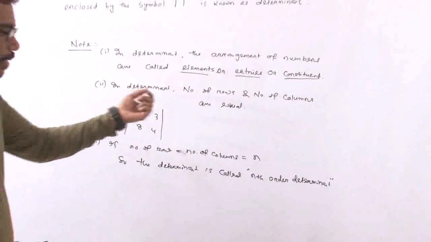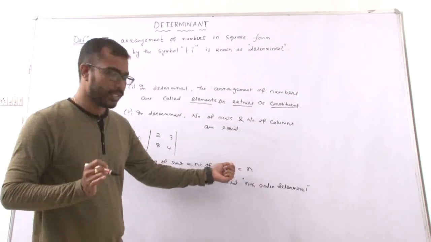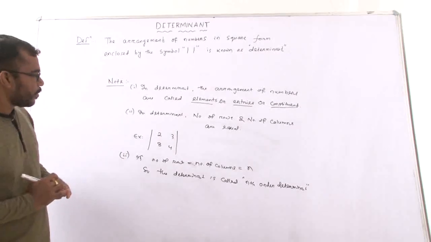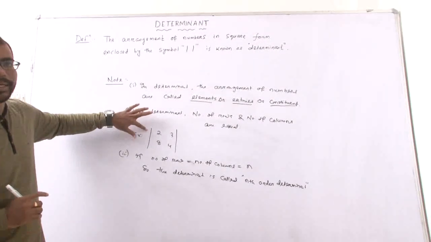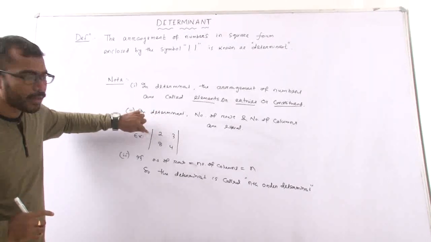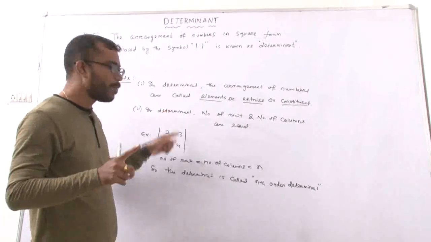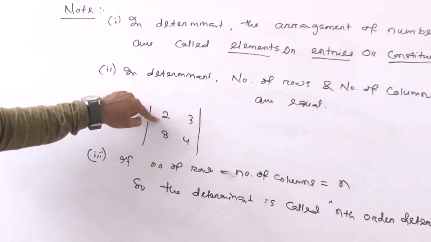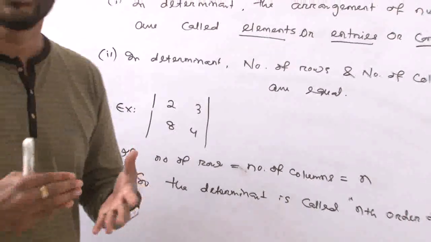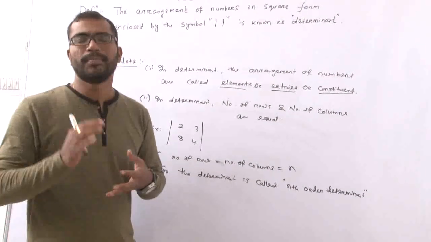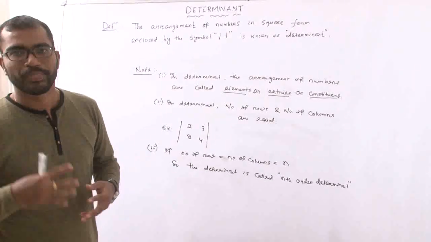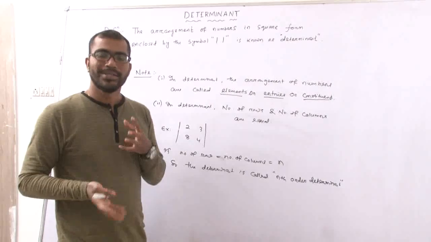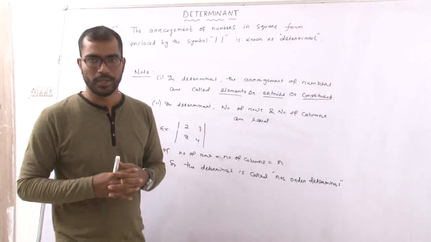Because it contains n number of rows and n number of columns, it is called an nth order determinant. Some examples: suppose this is an array, a matrix, because it contains 2 rows and 2 columns, so we can say it is a second order determinant. Similarly, if a determinant has 3 rows and 3 columns, it is called a third order determinant. In your syllabus, we have to expand second order and third order.